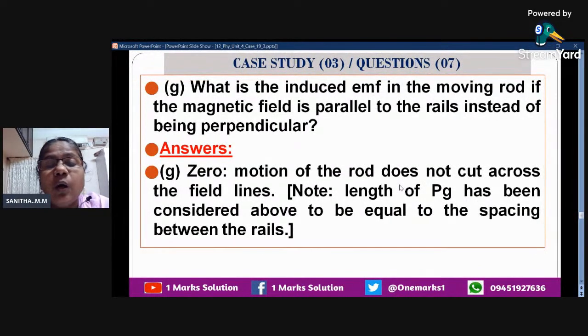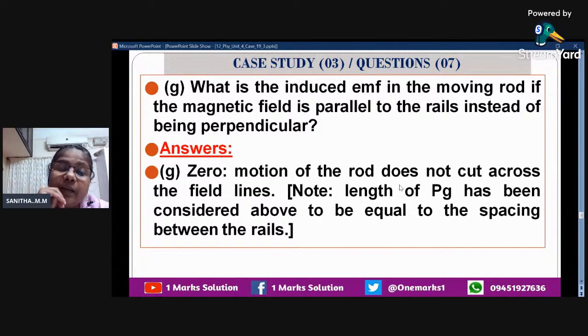One more question is there. What is the induced EMF in the moving rod if the magnetic field is parallel to the rails instead of being perpendicular? That means now it is perpendicular: the rails and the magnetic field is from north to south, and the rails is like that. So they are perpendicular. It is like this. So if it is parallel, what will happen? No induced EMF. Why? Because you know the equation, theta is equal to 0. Either you can say theta is equal to 0, sine 0 is 0.